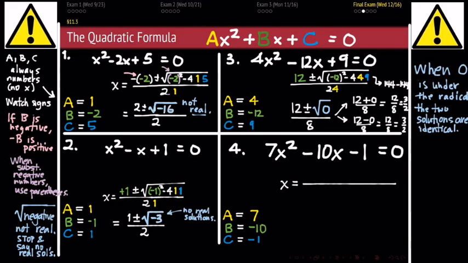So first thing we need is minus b. And since b is negative 10, again, minus b is positive, so 10. Plus or minus the square root of b squared, again surrounding negative 10 in parentheses, minus 4 times a, which is 7, times c, which is negative 1.